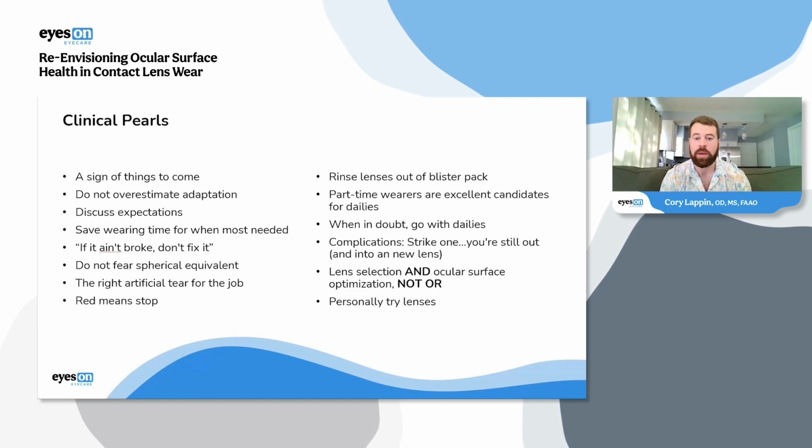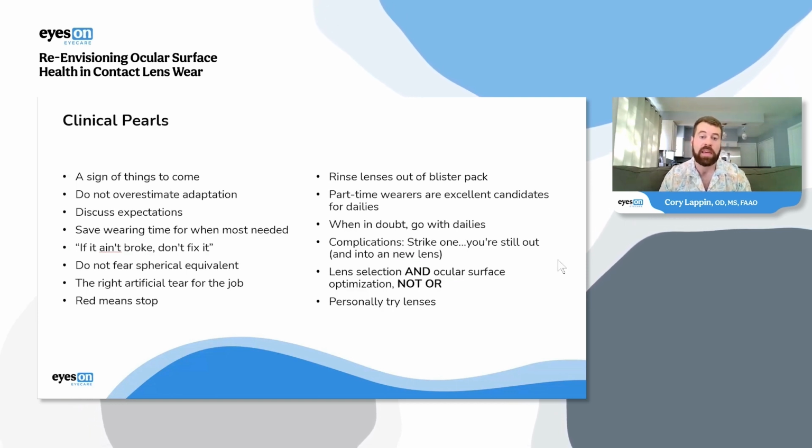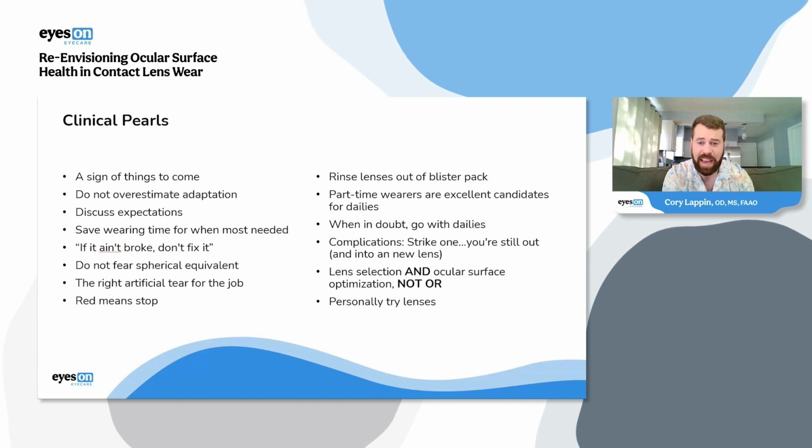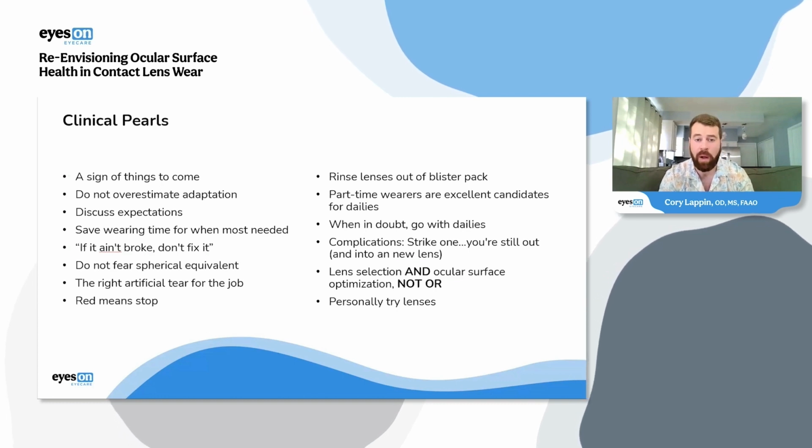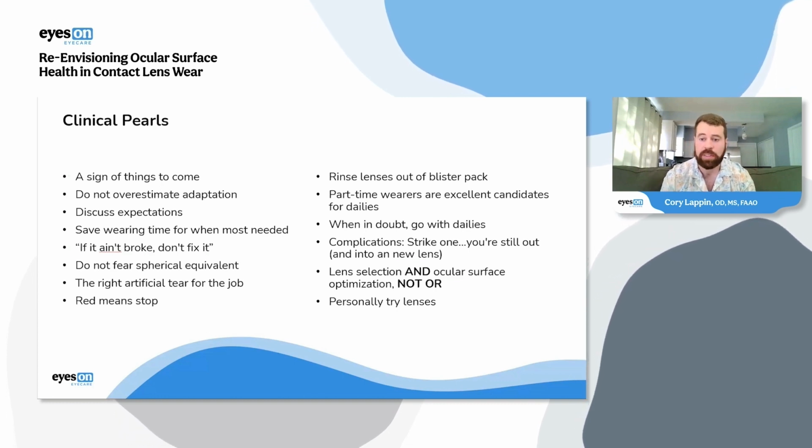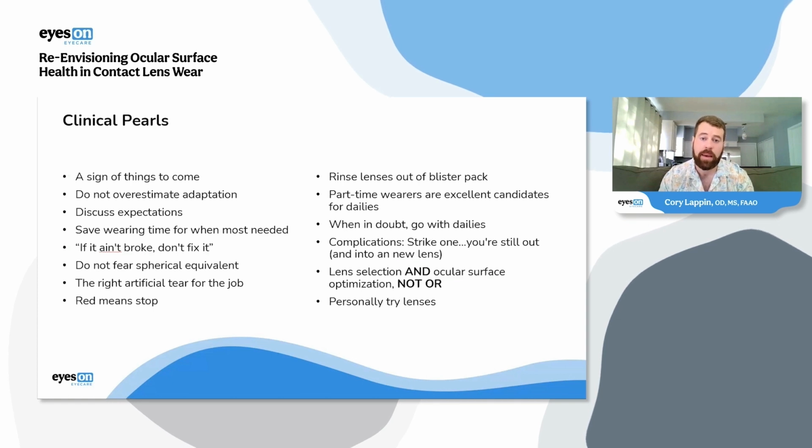And then I also talk about lens selection and optimization of the ocular surface. And you really can't do one without the other. However, the one thing that I often tell patients is that no matter how well you are treating their ocular surface disease, if you do not get them in the right lens, they're not going to be comfortable. So you really have to pay attention to both.